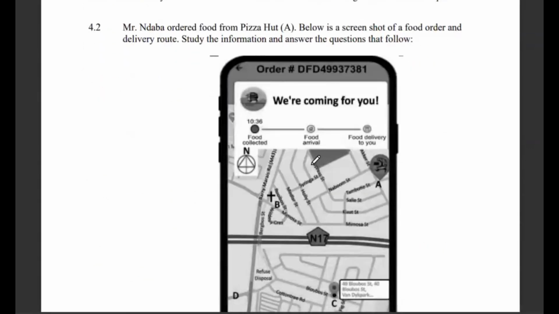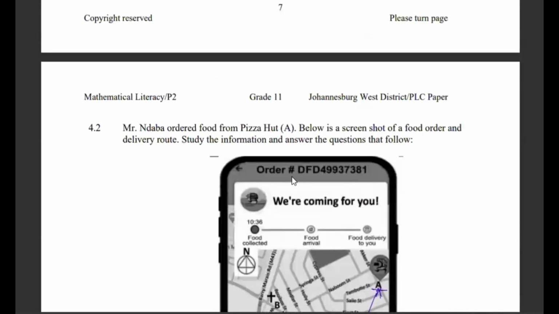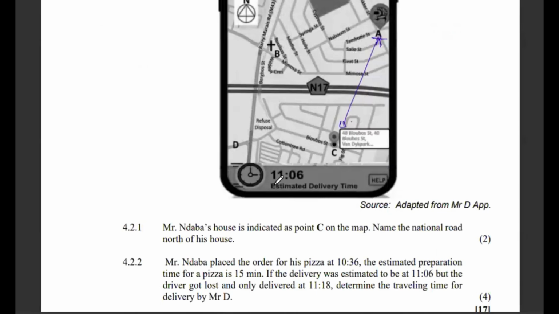Question 4.2. Mr. Ndava has ordered food from Pizza Hut, and it has to come to the house. The map shows the order and delivery route. Study the information under it. Mr. Ndava's house is indicated at point C. Name the national road north of the house. We only have one national road, which is N17.